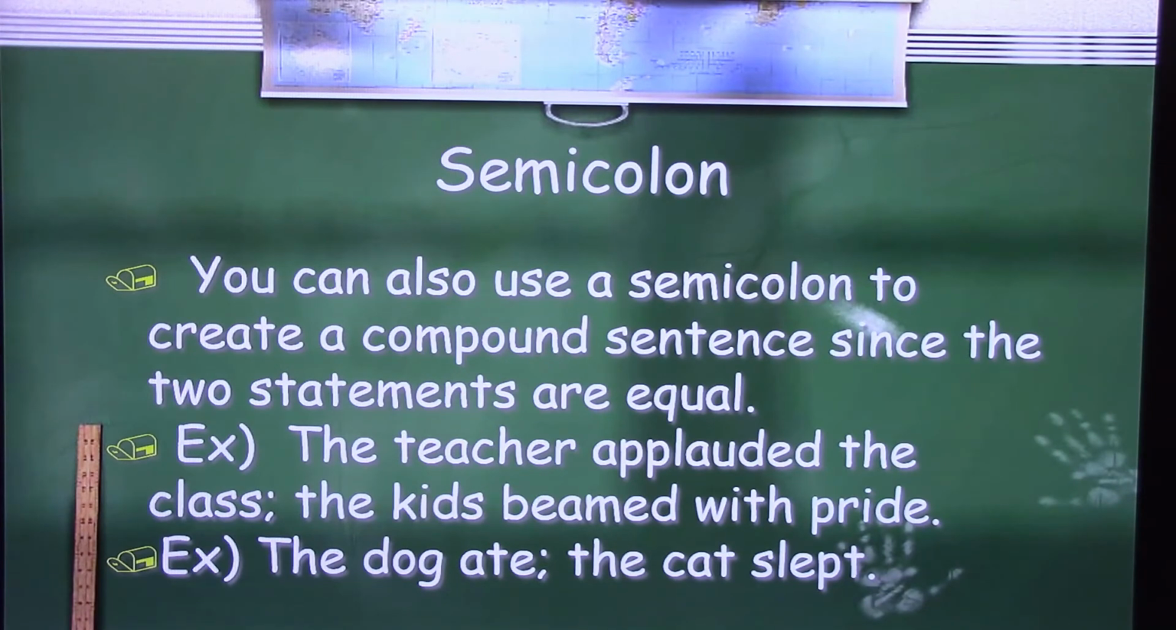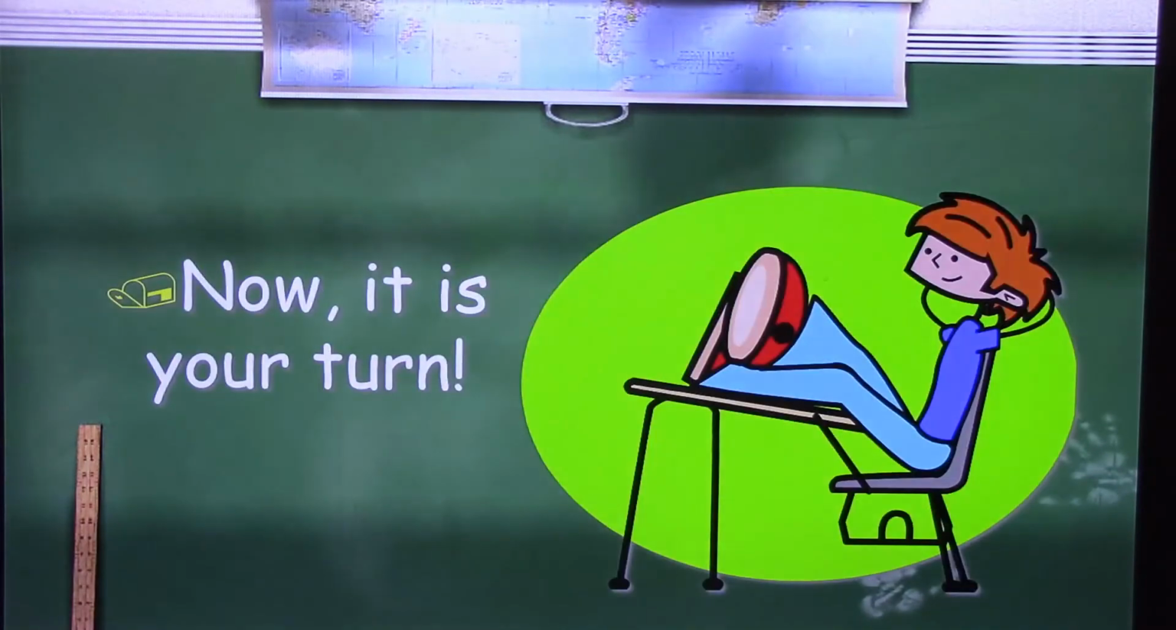You can also use a semicolon to create a compound sentence since the two statements are equal. That is exactly what I told you. The teacher applauded the class; the kids beamed with pride. The dog ate; the cat slept. There are two things there. Now it's your turn. Let's check.